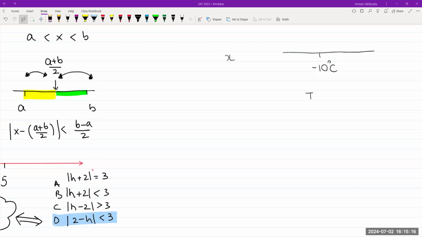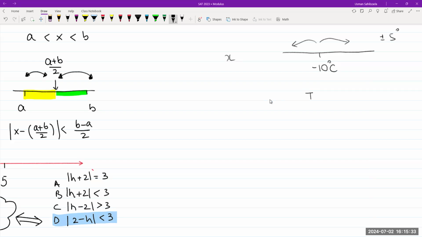This can be viewed by Ayat. -10 is the temperature in Alaska. And let's say we have a weather report that there will be a deviation of ±5 degrees Celsius throughout the day. So which modulus equation would represent that?